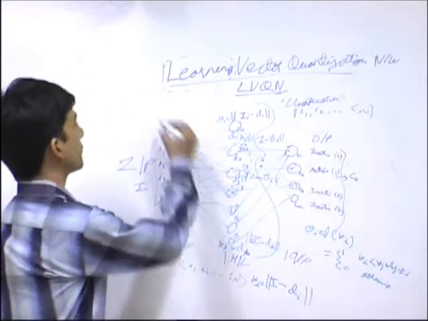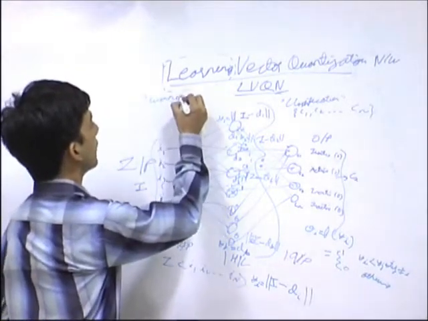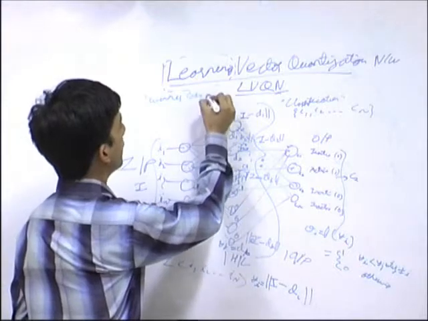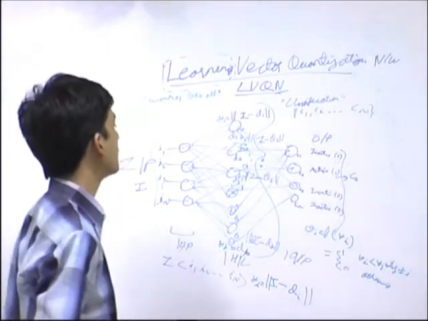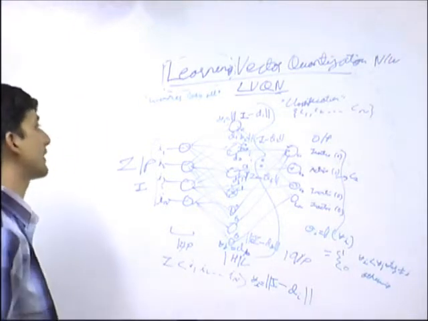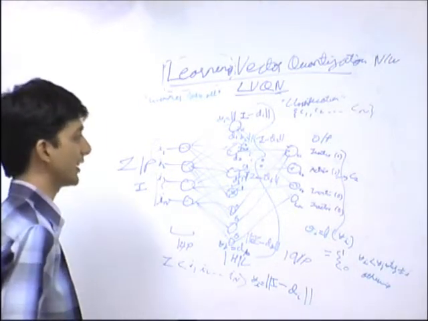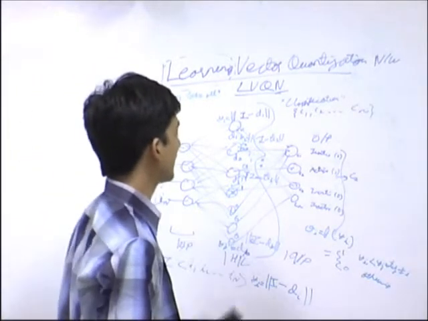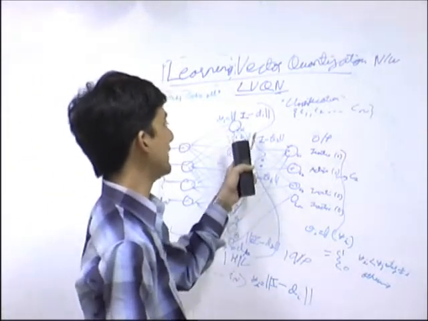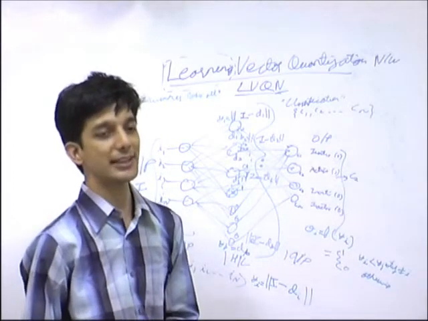This is what we refer to as winner-takes-all. The winner-takes-all approach states that only one of the neurons would be activated and all the other neurons would be deactivated. There would be a competition among neurons to get activated, and the neuron having the least distance from the input ultimately wins.